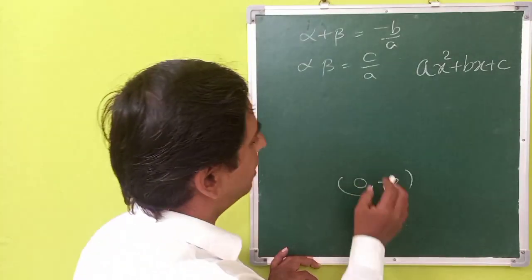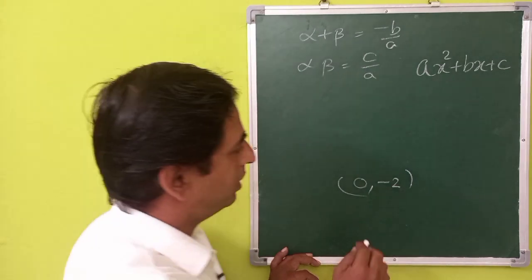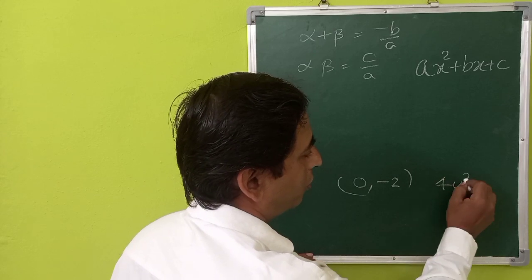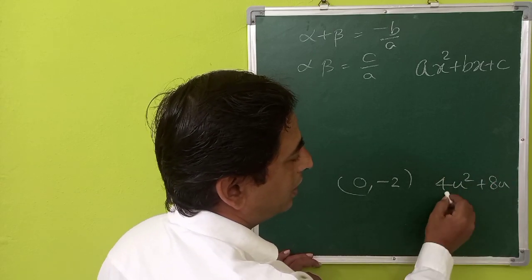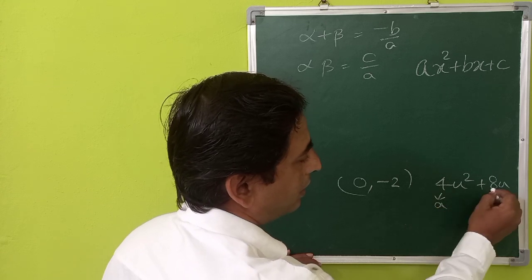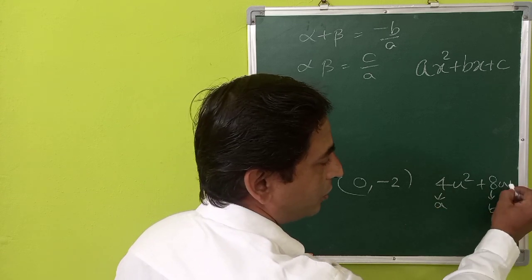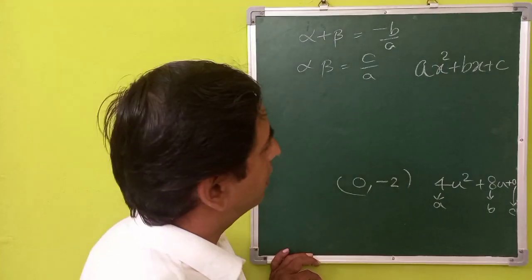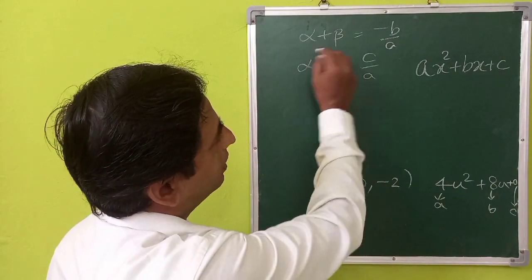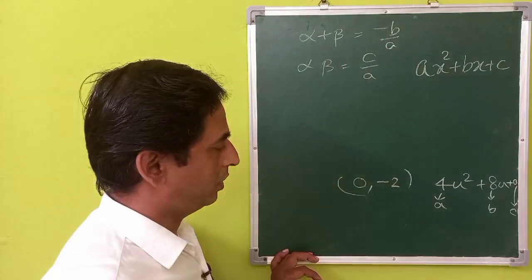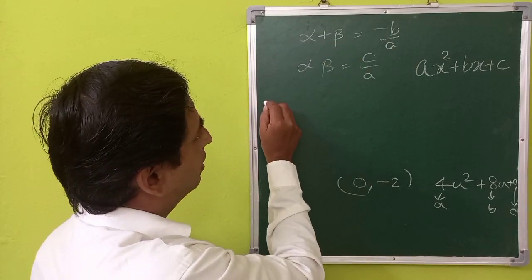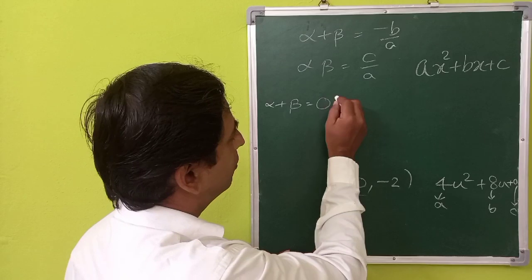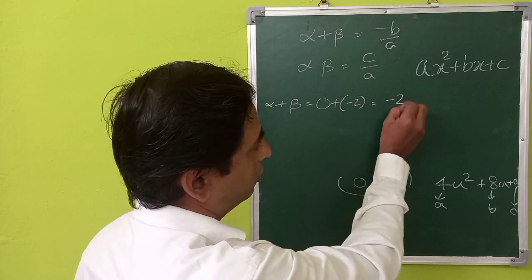Okay. Now you can verify the relationship for the zeros, which are found to be 0 and minus 2, of the quadratic polynomial 4u square plus 8u. So here you can see this is a and this is b. And there is no c here, you can put it as 0. So c is 0 here. Okay, now let us verify whether this relationship is true or not. So here alpha plus beta is equal to, you can replace the values of alpha and beta here, 0 plus minus 2 which is equal to minus 2.